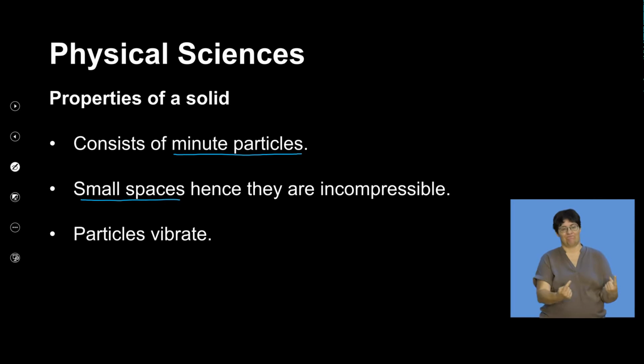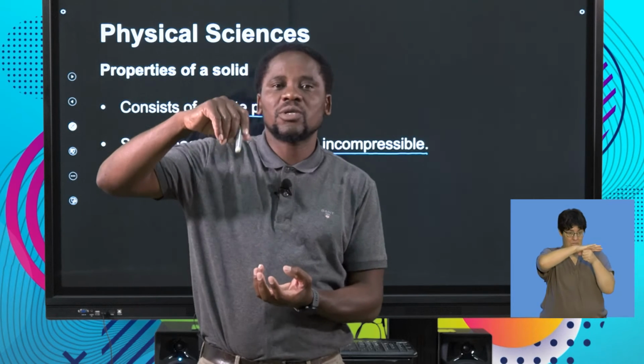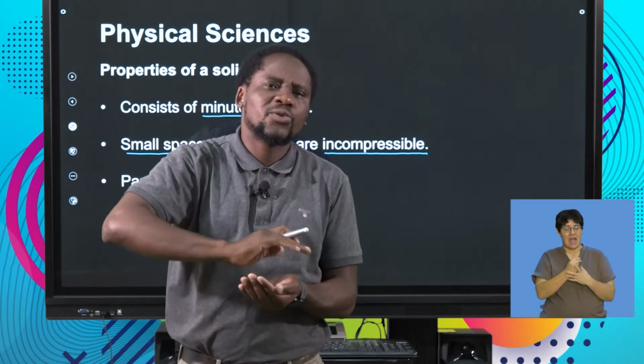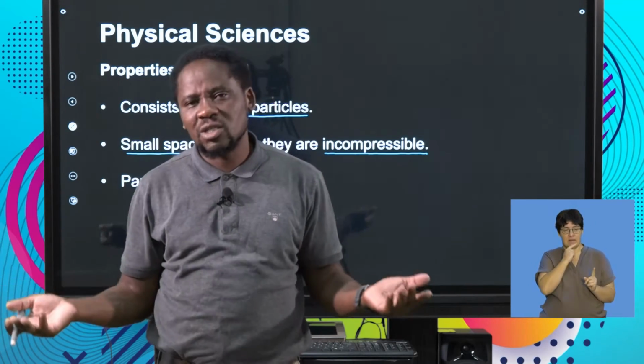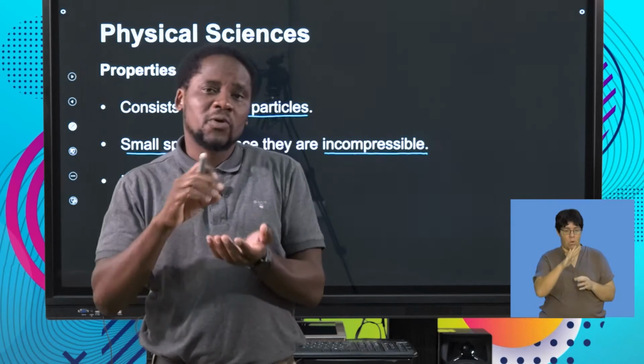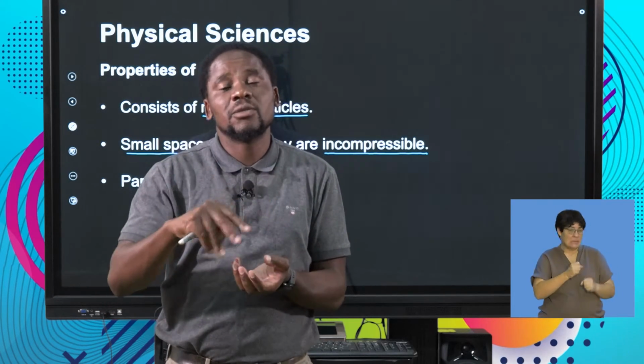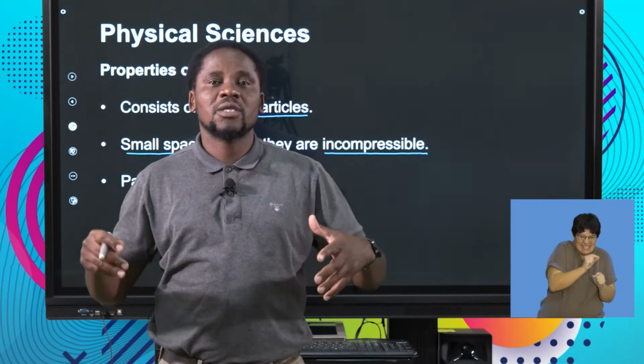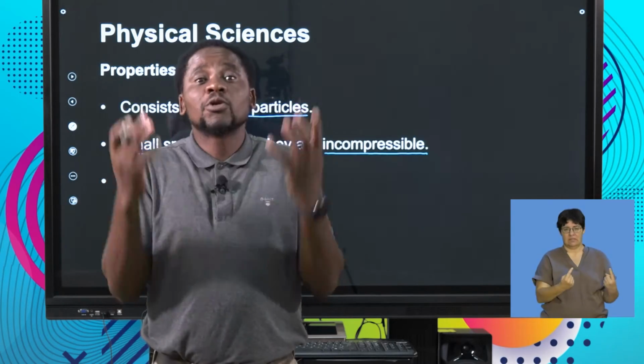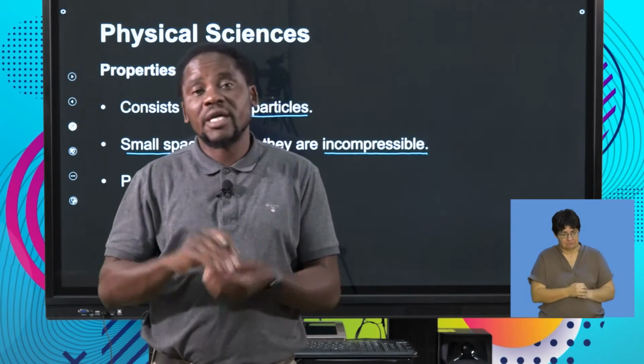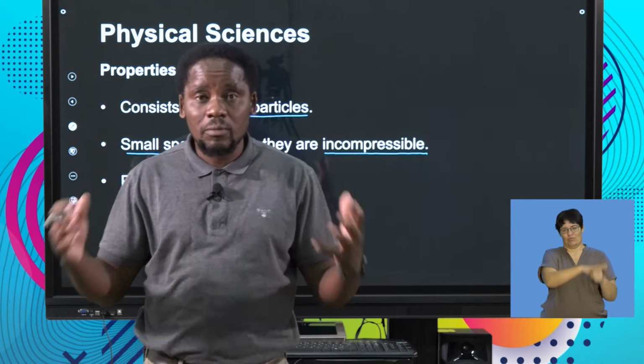Secondly, we are saying there are small spaces, microscopic, hence these solids are incompressible. If there was a lot of space, it means we would be able to push these particles together, which would change the packing. Because of the very small spaces between the solid particles, they are incompressible. Compressing involves applying pressure to a material such that its shape could change and it can become even more compact. But because of the very small spaces between the particles that make up a solid, it's not possible for us to compress a solid. Hence, we would say a solid is generally incompressible.